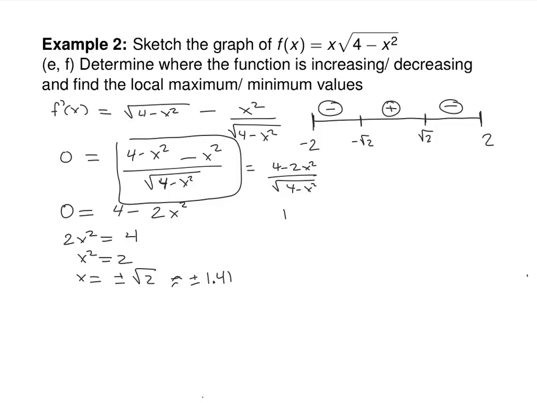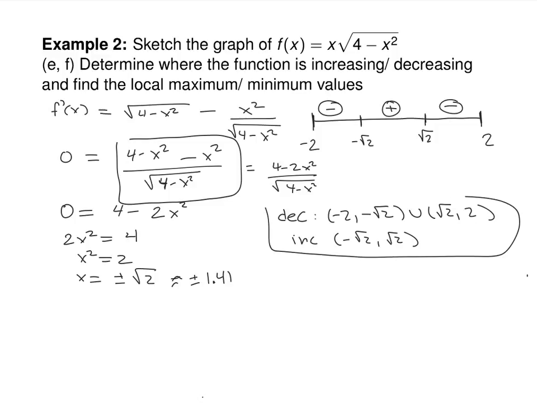So our function is decreasing on -2 to negative root 2, union root 2 to 2, and increasing on negative root 2 to root 2. Does that make sense? If you have to use a calculator to verify what's going on in some places, just to check, that's fine.